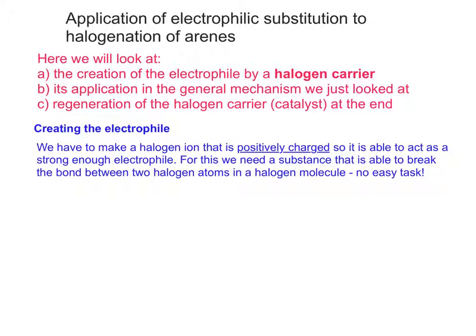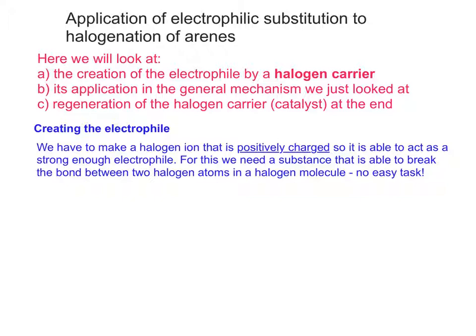So to make an electrophile that will halogenate an arene or an aromatic ring, we have to make a halogen ion that is positively charged. You're used to seeing halogen ions as negatively charged, such as Cl-, Br- for example. We need to make Cl+ or Br+. So therefore it will be able to act as a strong enough electrophile to attack the delocalized and stable pi system.